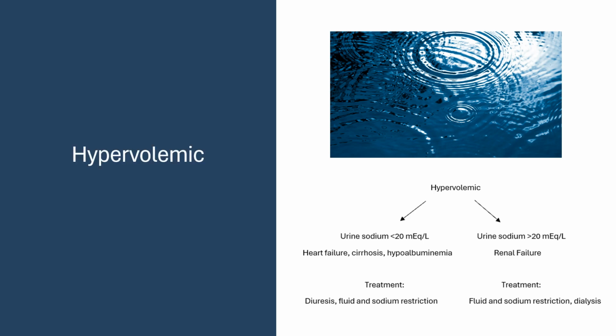Hypervolemic hyponatremia has an increased total body water. When the urine sodium is less than 20 milliequivalents, the etiology is likely heart failure, cirrhosis, nephrosis, or hypoalbuminemia. Treatment includes diuresis, fluid, and sodium restriction. When the sodium is greater than 20 milliequivalents, the etiology is often due to renal failure. Treatment is fluid and sodium restriction and dialysis.